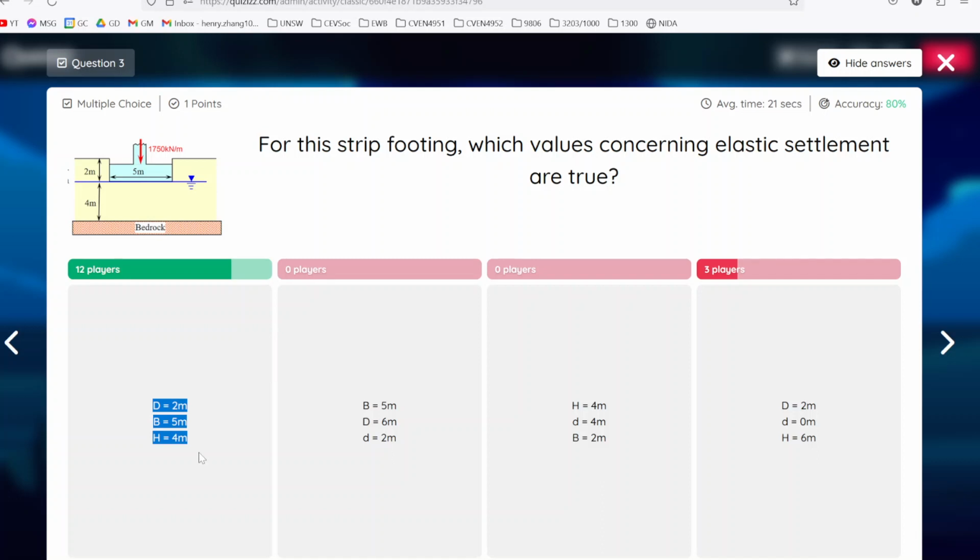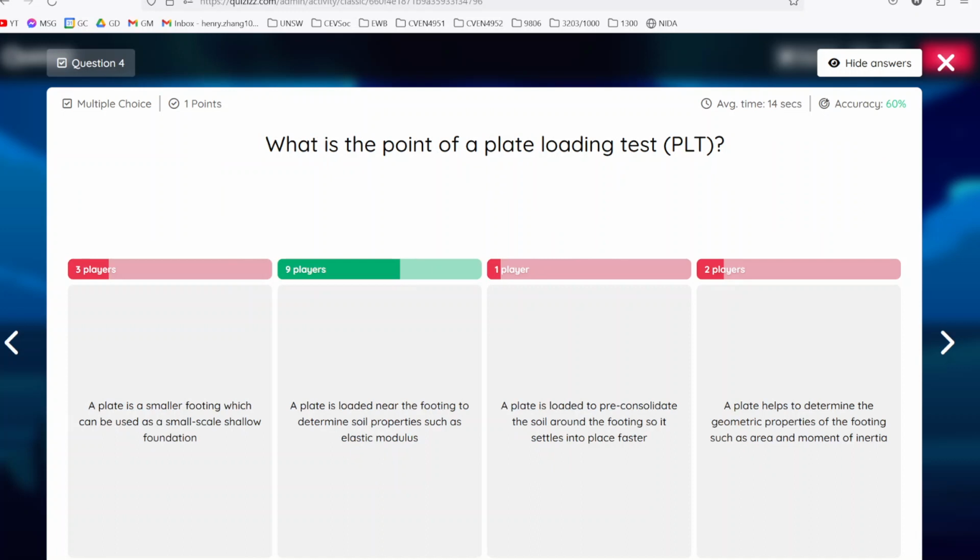The most important thing I want you to understand here is H, right? H is just the distance from the base of the footing to your bedrock or your rigid, incompressible rock layer, right? And in the question that we just saw, plate loading test, the idea is that you use the plate to determine various soil properties, such as elastic modulus, right? It's not actually structural, right?